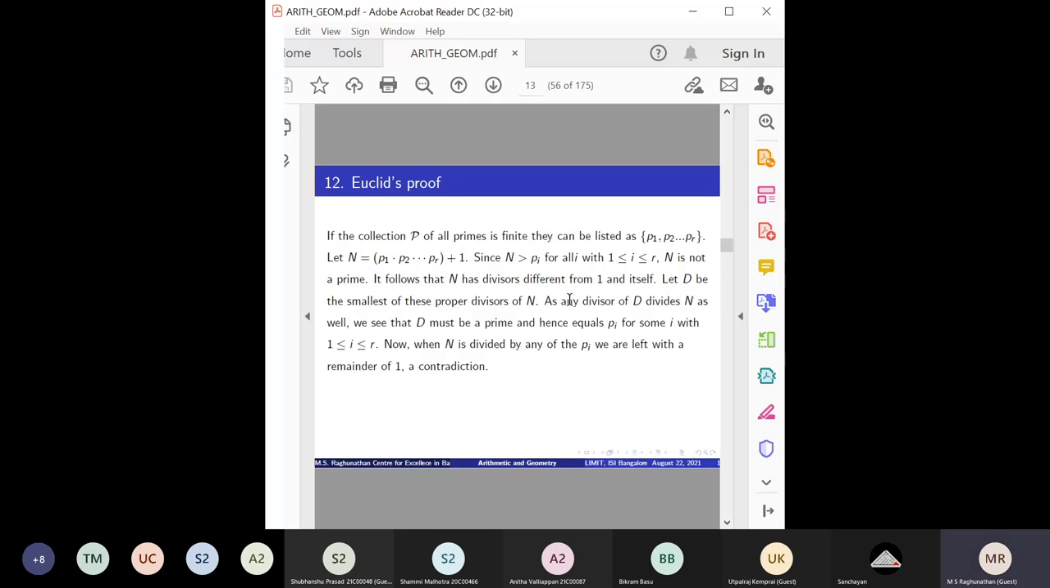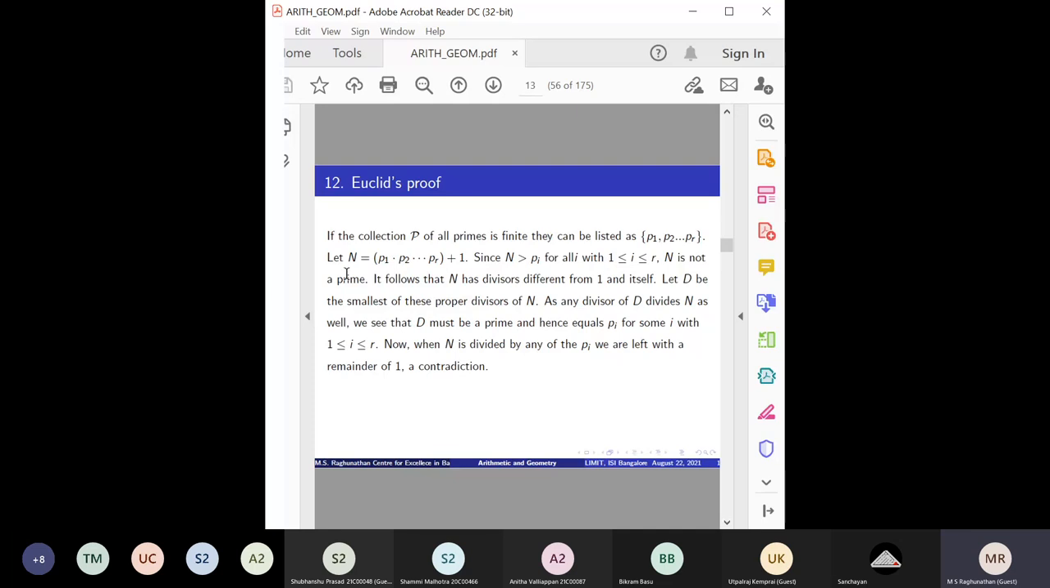As any divisor of D divides N as well, we see that D must be a prime and hence equals p_i for some i with 1 less than or equal to i less than or equal to r. So D must be a prime because if something divides D, it divides N as well, since D divides N, and D is the smallest divisor of N. So anything which divides D must be either equal to 1 or D. So D must be a prime, and hence equals p_i for some i.